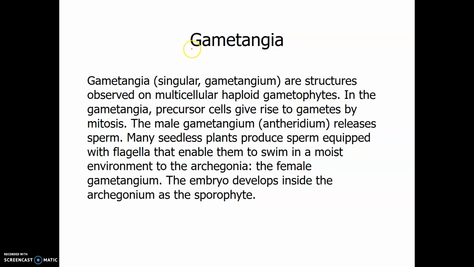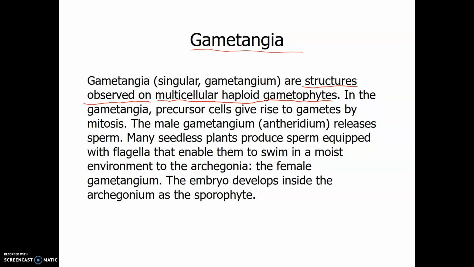The gametangia is associated with the gametophyte. So gametangia are structures observed on multicellular haploid gametophyte. And the gametangia contain precursor cells that give rise to gametes by mitosis. So the gametophyte is haploid, the gametangia are haploid, and they divide by mitosis to produce gametes, which are haploid, okay?